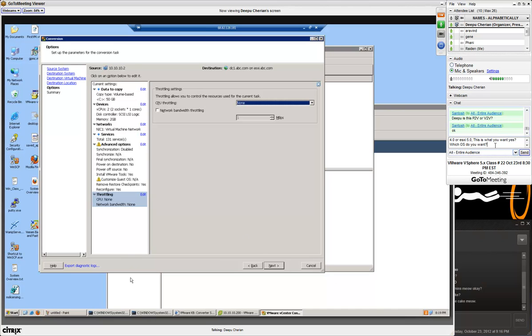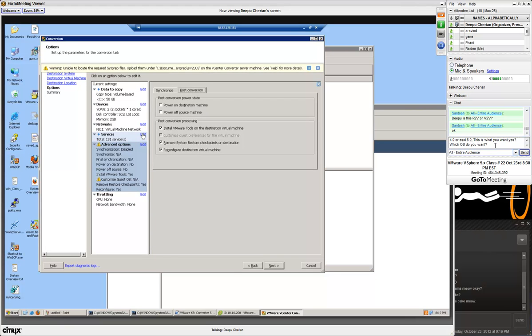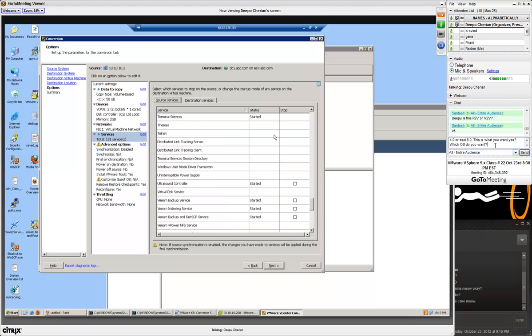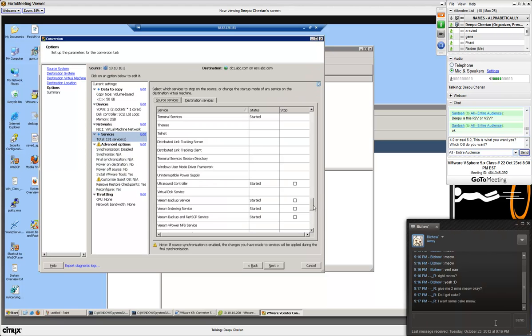The converter has improved a lot. There are a lot more features now, like you can disable the services. You can go to some advanced options, post-conversion tasks. You can do a couple of them, not all, but at least this service thing is very good. You can decide what services to start.